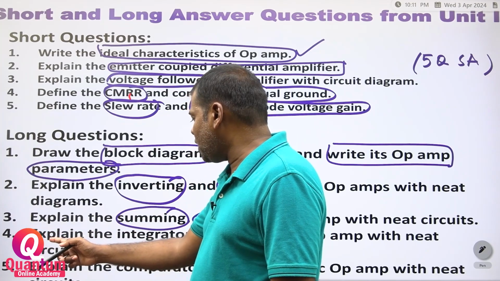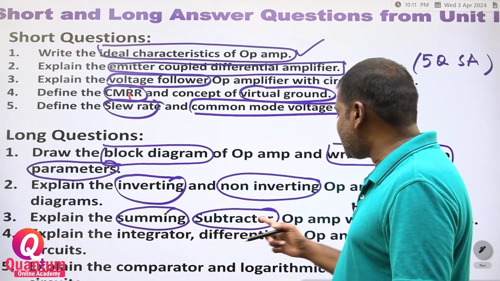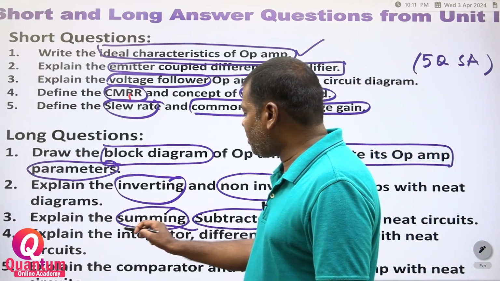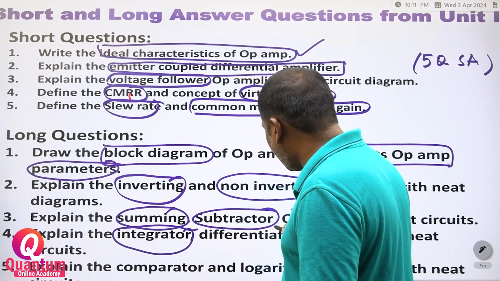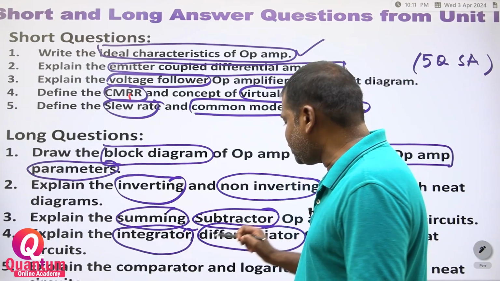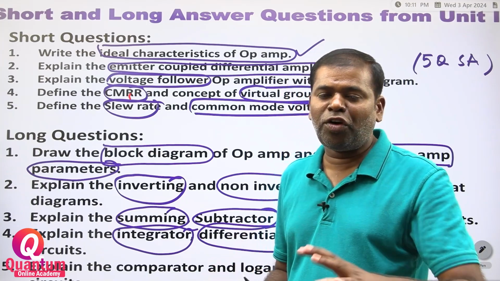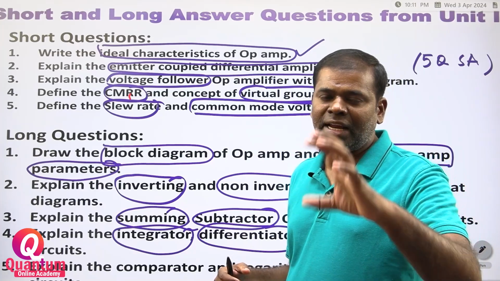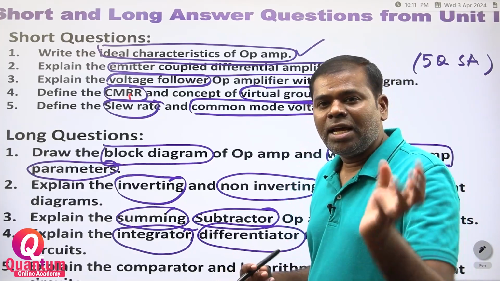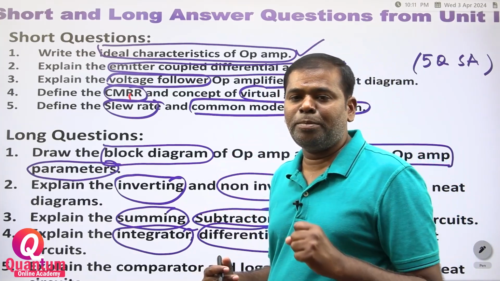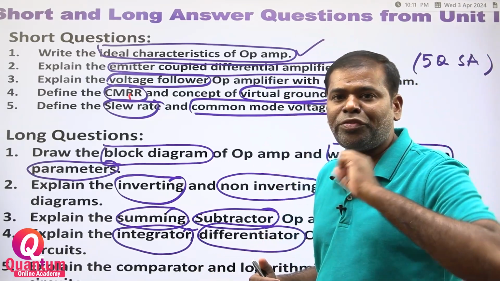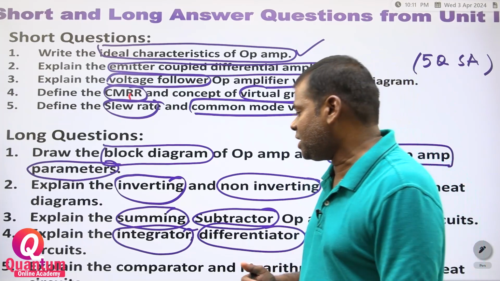Fourth one you have to see. Explain the integrator and differentiator op-amp with a neat diagram. Op-amp can act as an integrator and as a differentiator, so you have to derive the formulas also. The input voltage we are giving, and the output we have to get. If we get the integral of the input, that is the integrator. If we want to get the differentiation of the input, that is the differentiator.